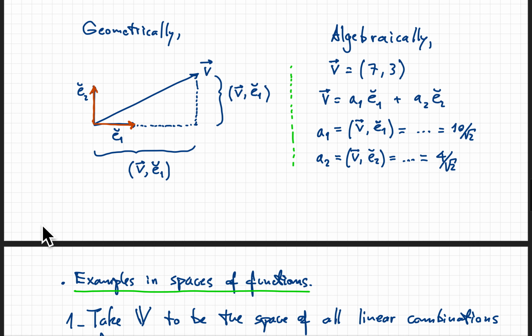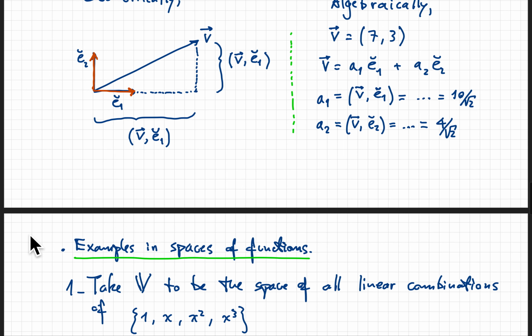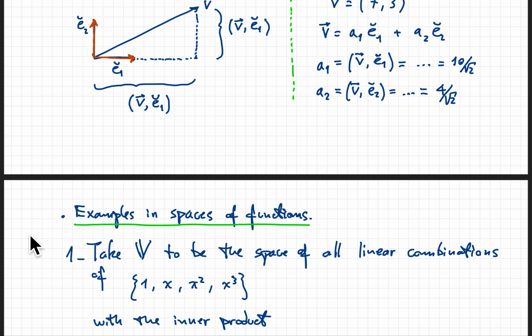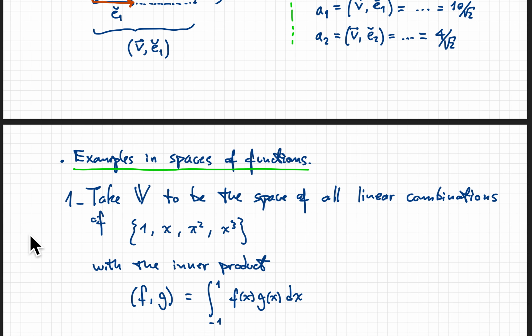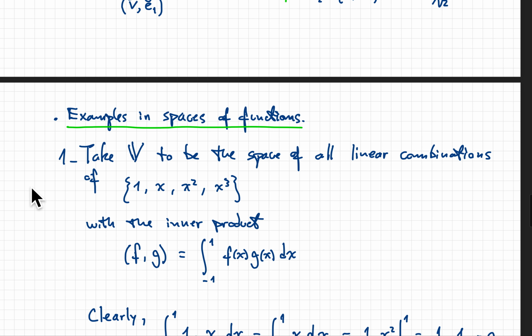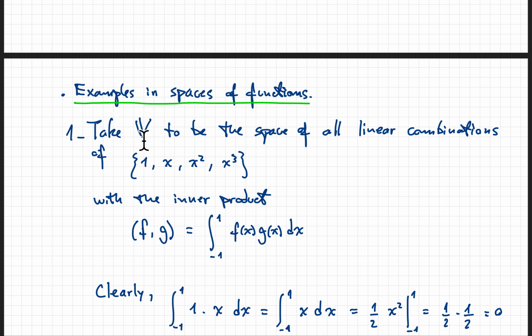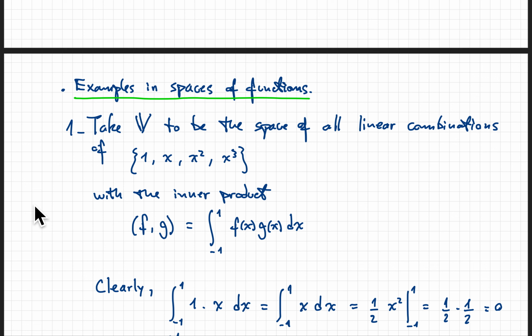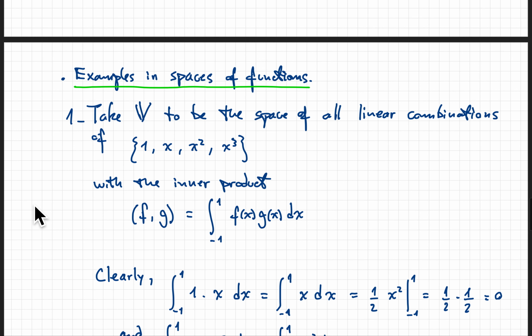So these are the examples involving conventional vectors, but what about examples in spaces of functions? Let's take as an example the one that I usually like to use, which is taking V to be the space of all possible linear combinations of some monomials. So what we have here is a space of polynomials, up to degree 3. And I'm going to take that vector space and attach to it this inner product, f comma g, defined by the integral between -1 and 1 of f of x, g of x, dx.